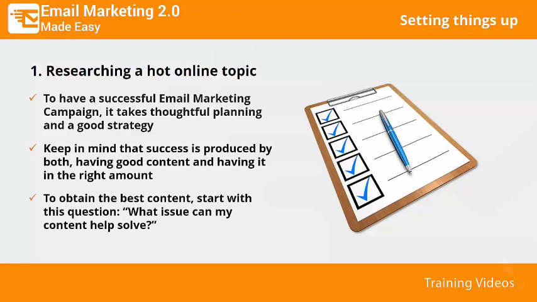To obtain the best content, start with this question: what issue can my content help solve? After several ideas come to your mind, reduce the number to 5, then to 2, and then to 1. Now, having selected the correct topic, it's time to present it in the most suitable way.